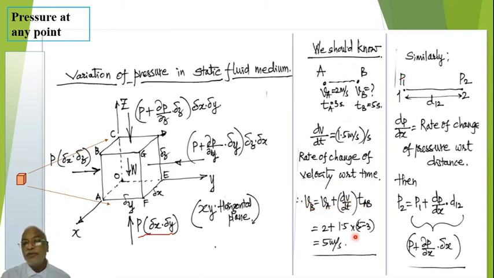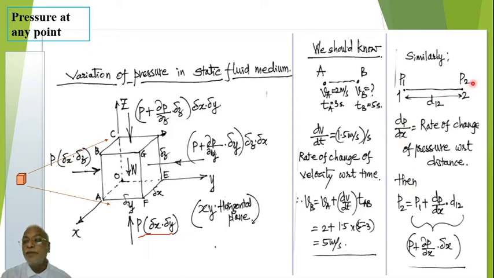Now, exactly similar to this situation, if we have a point 1 with a pressure P1 and the pressure at point 2 is P2, and the distance from this to this is say D12, then if I want to find P2, I should know the rate of change of pressure in this direction with respect to the distance. Here we had taken the rate of change with respect to time. Here let us take the rate of change with respect to distance. Now the rate of change of pressure with respect to distance is dP by dx.